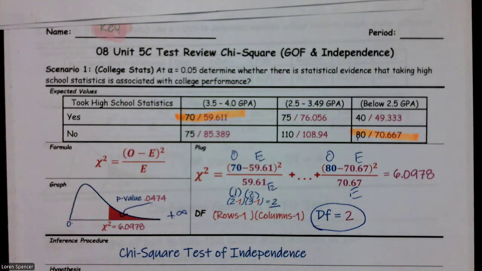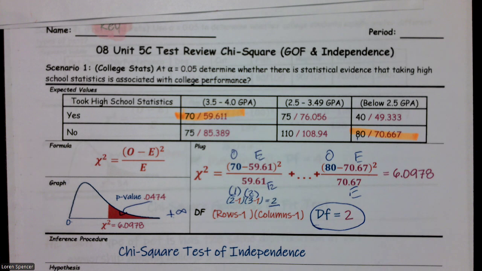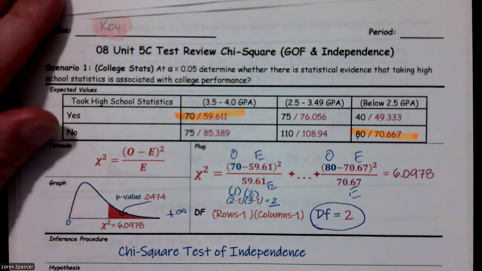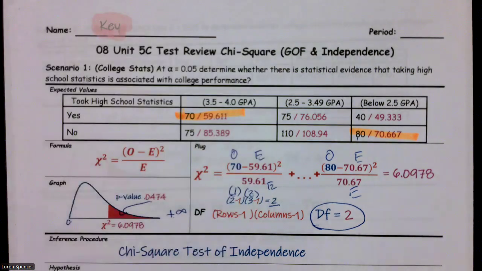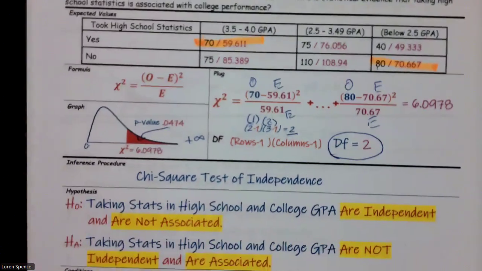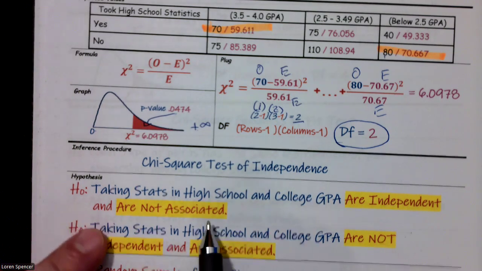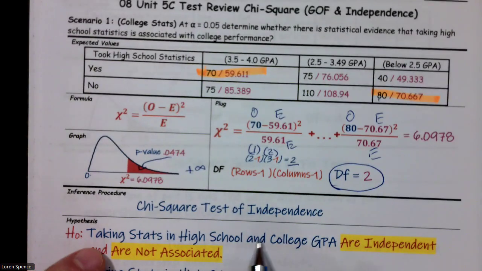Okay, we're running a chi-square test of independence, so we now need to write our hypotheses. Taking stats in high school and college GPA are independent and are not associated. If you wanted to swap the order and say college GPA and taking stats are independent, that's fine too. It doesn't matter the order of the variables. Variable one and variable two are independent and are not associated.